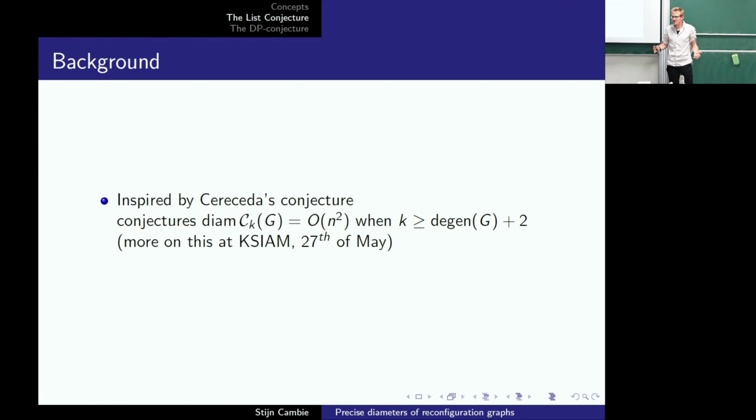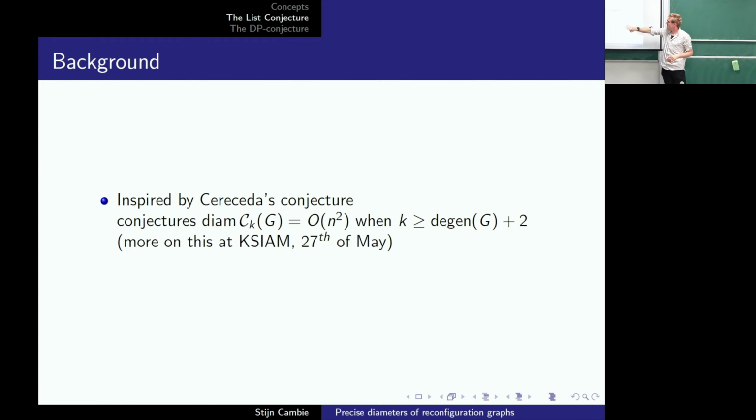Okay. But so I want to go on with the diameter of reconfiguration graphs, and actually the inspiration is Cereceda's conjecture. Cereceda's conjecture is about the diameter of reconfiguration graphs, where you just have k-colorings, and k has to be at least the degeneracy plus 2, and it conjectures that the diameter is big O of n squared. So this is not a precise bound, but it says, okay, it's quadratic, and it will be sharp if true.